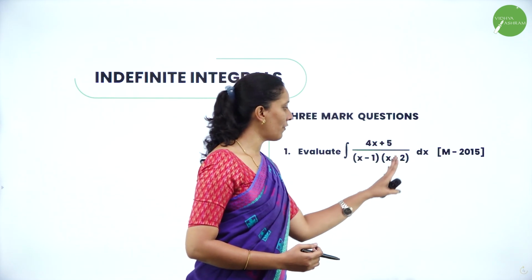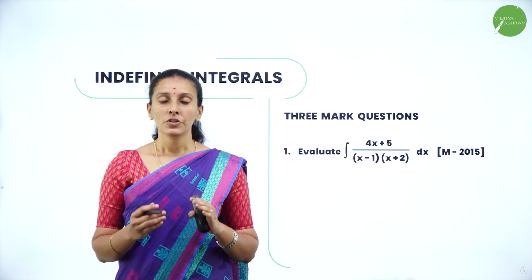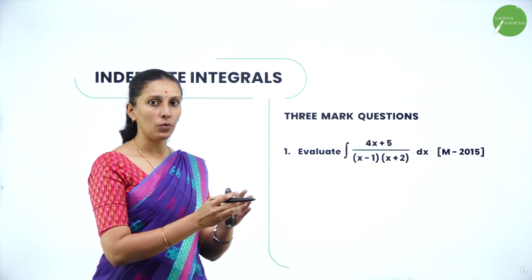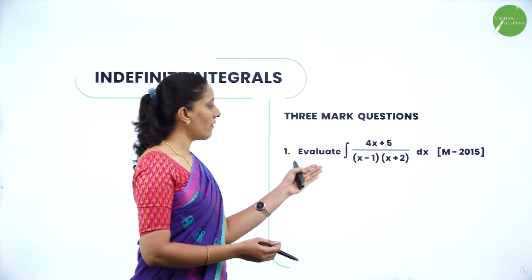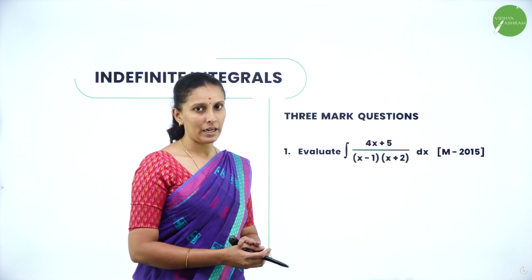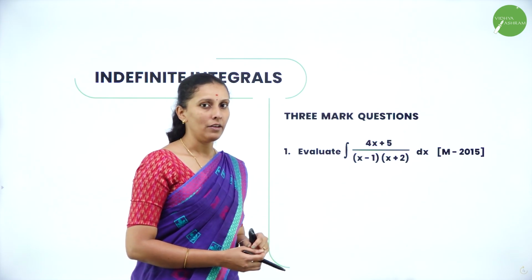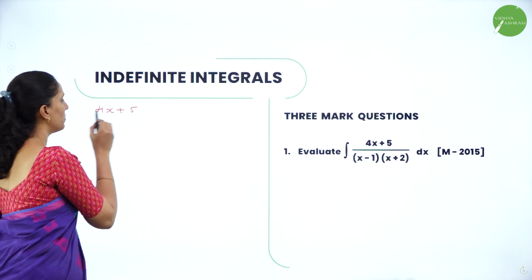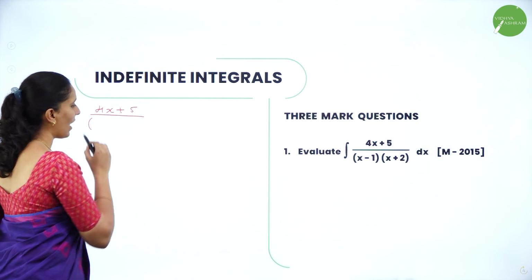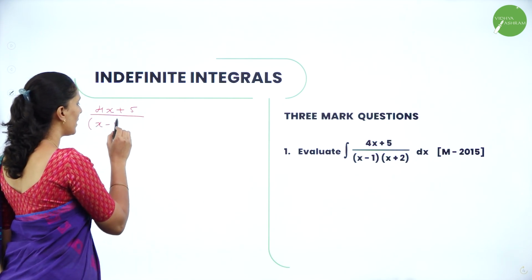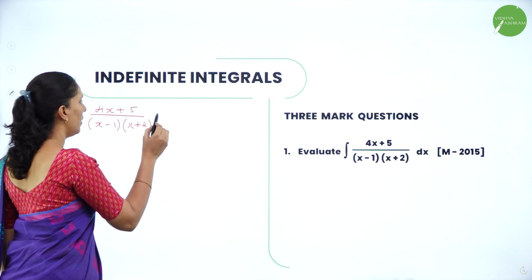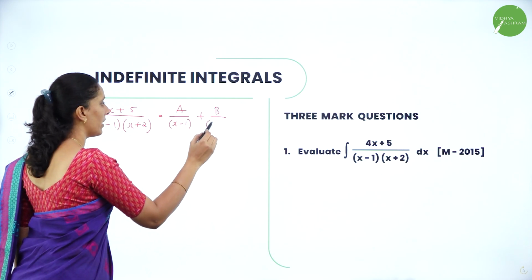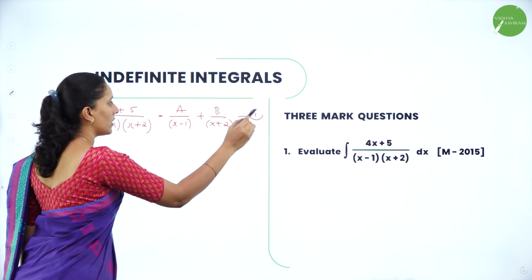So this is a rational function, or we can say a rational fraction. We have learned from the chapter partial fractions to simplify the rational function into 2 or 3 simple fractions. Now after simplifying them, we'll apply the integral and apply the standard integral value. Before that, let us write this into 2 simple fractions. So 4x plus 5, we have the factors in the denominator as x minus 1, x plus 2. This can be written as a divided by x minus 1 plus b divided by x plus 2. Let me take this as equation 1.